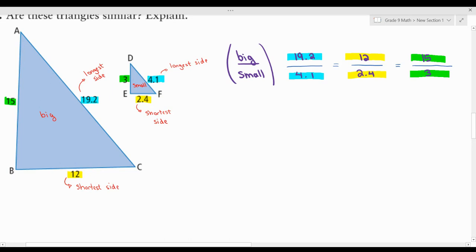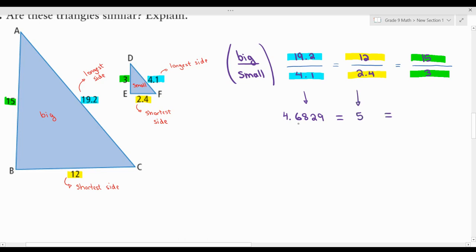All right, now this is a bit tougher to see, so I'm going to actually divide these. So 19.2 divided by 4.1. Again, probably a good idea to keep a minimum of 3 decimal places, so I'm going to write it as 4.683. Check the next one, 12 divided by 2.4. We actually got a nice number there, that's 5.